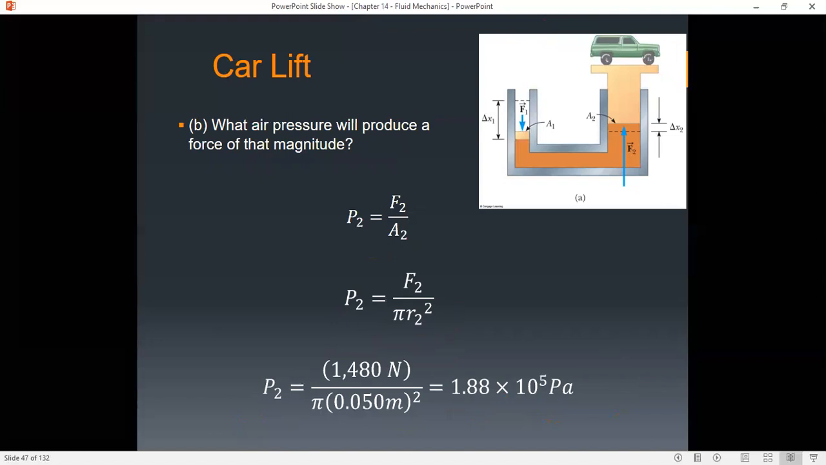What air pressure would produce a force of that magnitude? Just plug in the numbers. Again, pressure is force divided by area. Here is the force. Here's the size of the cylinder. May have mixed up F1 and F2, by the way. Sorry about that. And then you see, here's the force. There's the pressure. So not a whole lot of pressure. About 88% above atmospheric pressure.